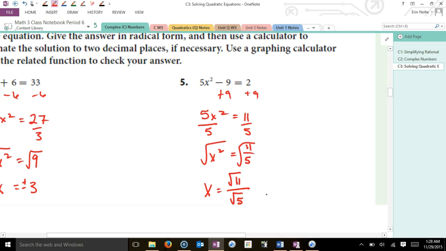Okay, so now I want to see if I can break that. Can I break the square root of 11? No. Can I break the square root of 5? No. Can I leave it like that? Yeah, I suppose. Plus or minus. No. Very good. You cannot have a square root in the denominator. Okay, we went over this before. Do you guys remember how to get rid of the square root in the denominator?